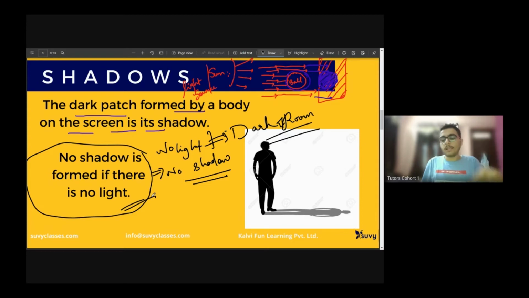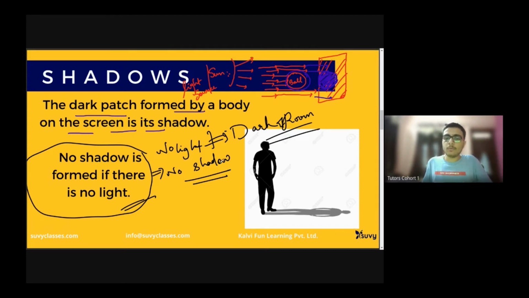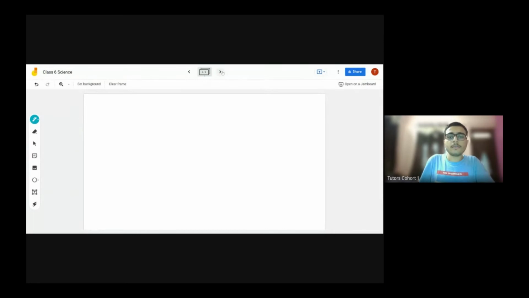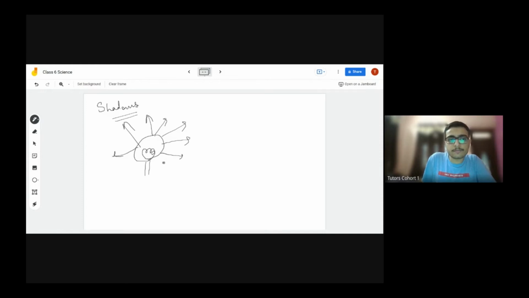Okay, so now, like we have reached so far, I'll move again to my Jamboard and I will revise whatever we have studied, and then I will move ahead. Visible? Yeah, visible. So, we have just now discussed the concept of shadows. For example, if there is any source of light, for example a bulb, it will emit light in all directions. This is the source of light.